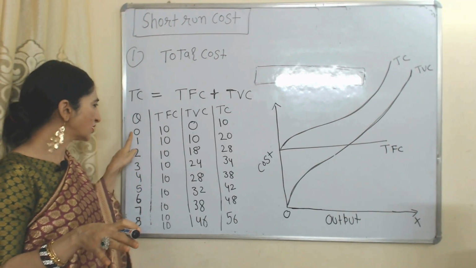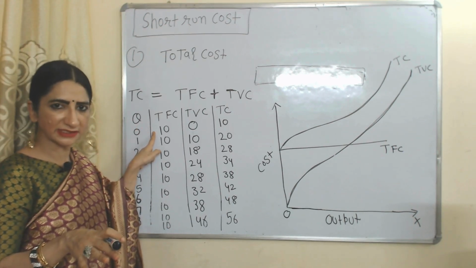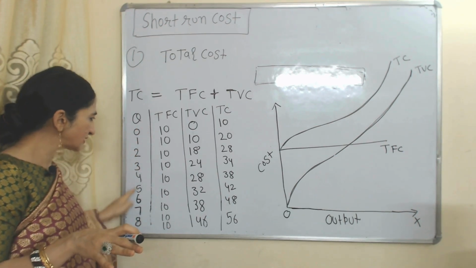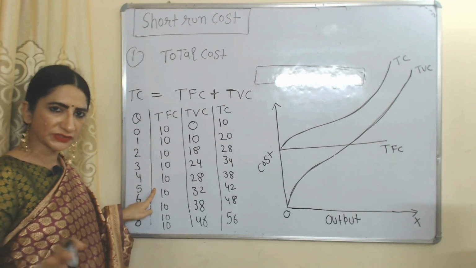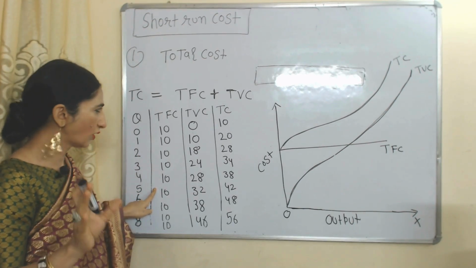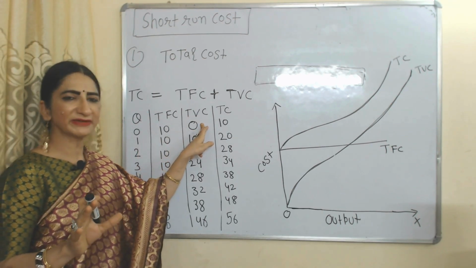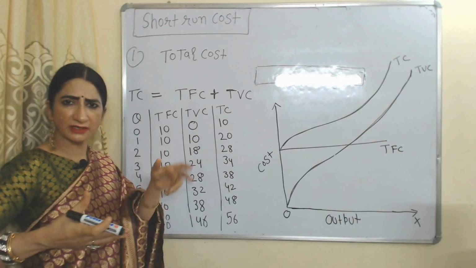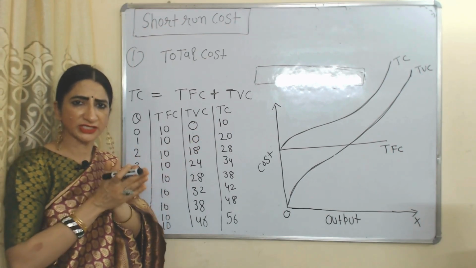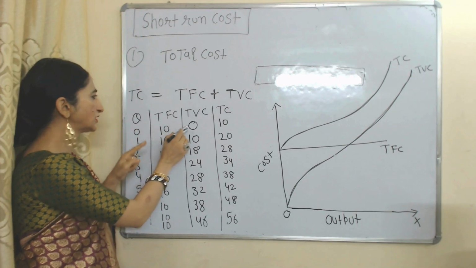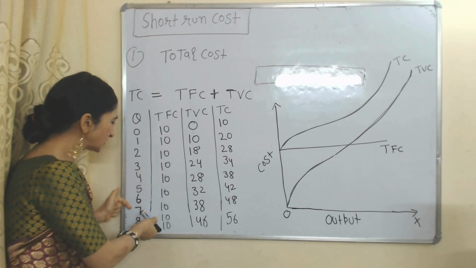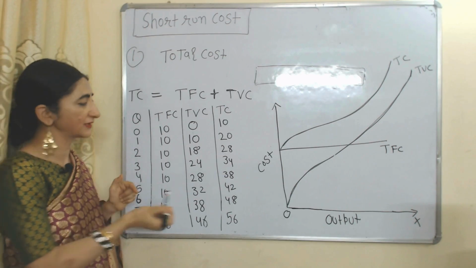That's why at zero output our TFC is 10, but as output is increasing our TFC will remain constant, meaning your rent will remain constant. Next column we have TVC. TVC will fluctuate as output changes. At zero output, TVC is 0, but as output increases, TVC also increases.